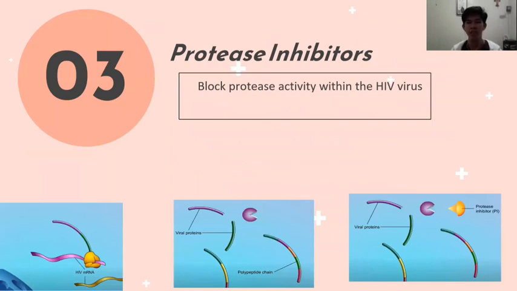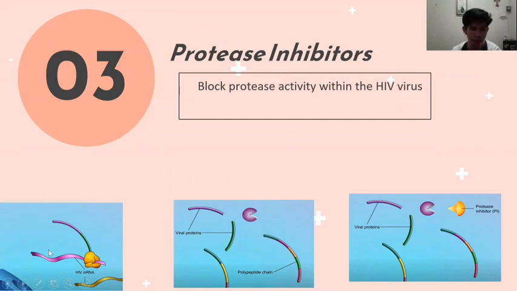And now, the third is the protease inhibitors. It blocks protease activity within the HIV virus. So let's discuss the role of protease in the infection process of the HIV to understand how this protease inhibitor suppresses or prevents the HIV from replicating itself. So protease is significant towards the formation of viral proteins of the HIV.